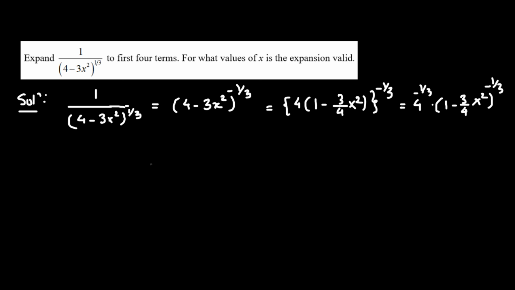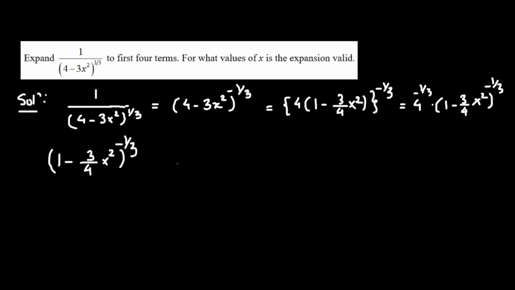Now before expanding, we'll try to find the value of x for which the given expansion will be valid. So now that we have the form which will help us find the expansion, we take 1 minus 3 over 4 times x squared raised to the power of negative 1/3.